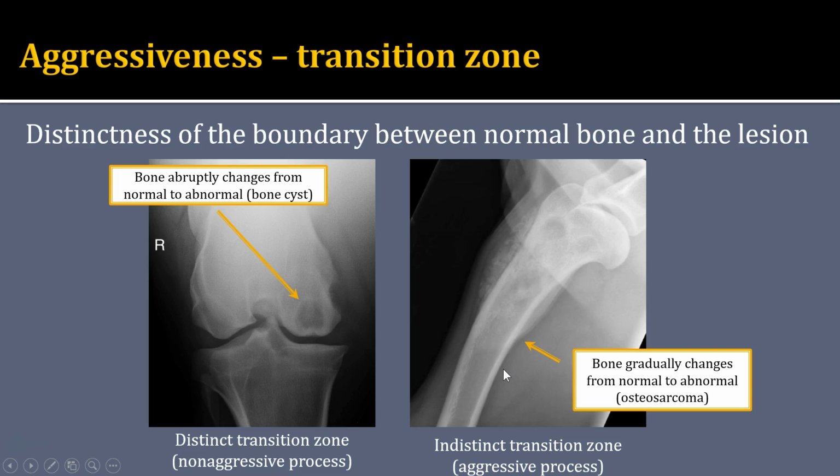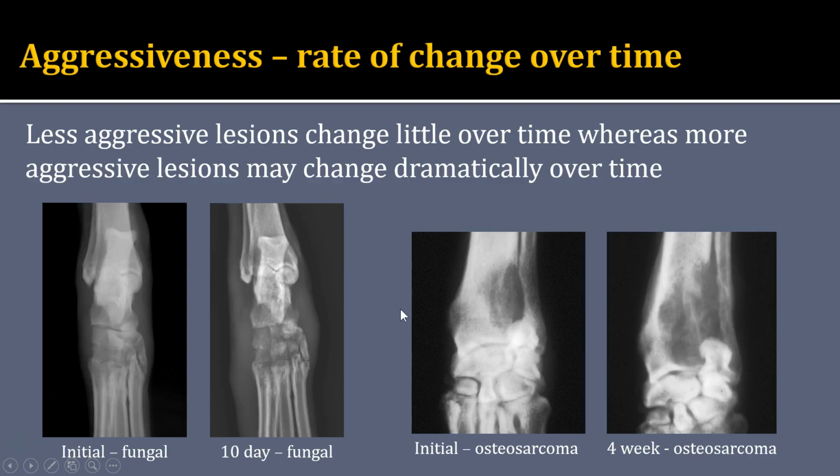So this is referred to as an indistinct transition and a more aggressive process. If you have more than one time point, you can consider the rate of change over time as aggressiveness too. So less aggressive or non-aggressive lesions are going to change very little or not at all over time, whereas our more aggressive lesions may change dramatically over time. And again, keep in mind that this isn't necessarily due to a tumor.